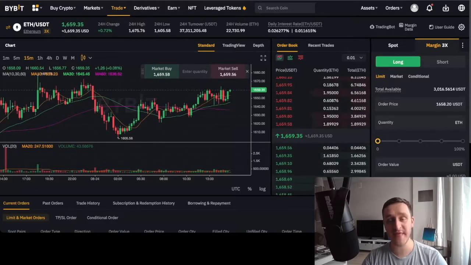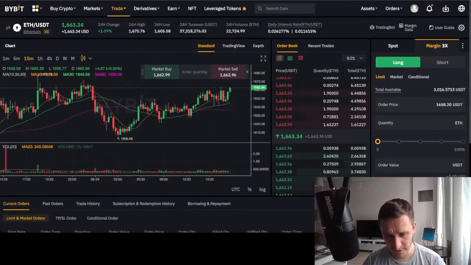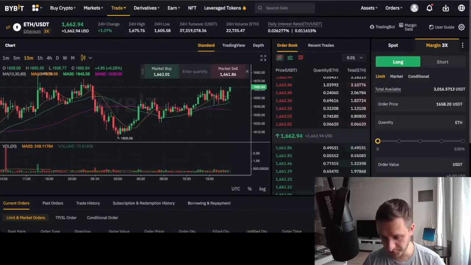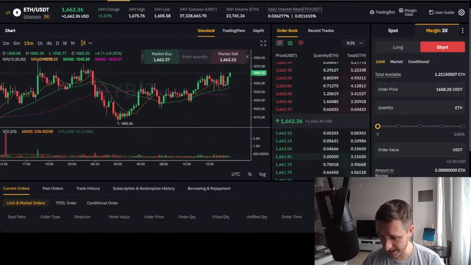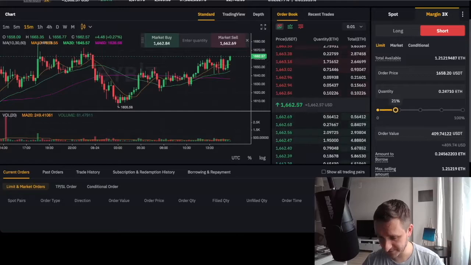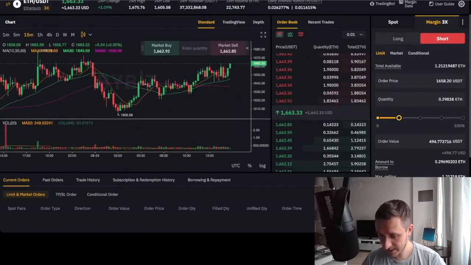So let's get to the next thing, and that is buying on margin. So margin basically means that you're borrowing funds in order to buy crypto. That of course is much more risky. So for example, if I were right now to short Ethereum, which means I'm betting that the price of Ethereum will fall, then basically I'd be able to borrow funds for that. Let me take, for example, 25% of my funds and basically click on short.